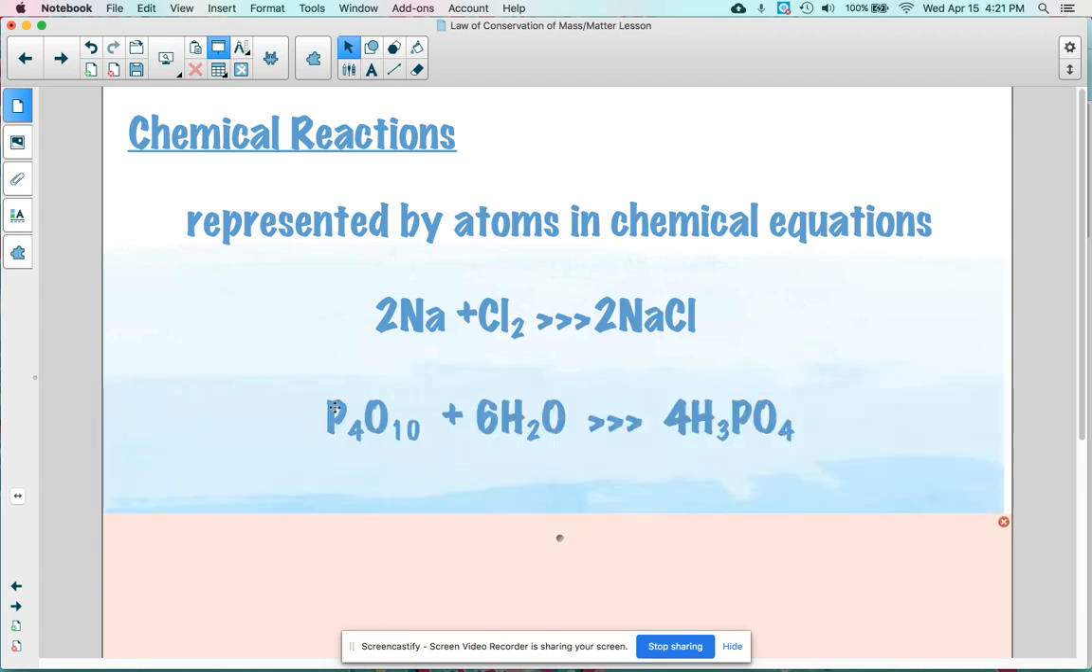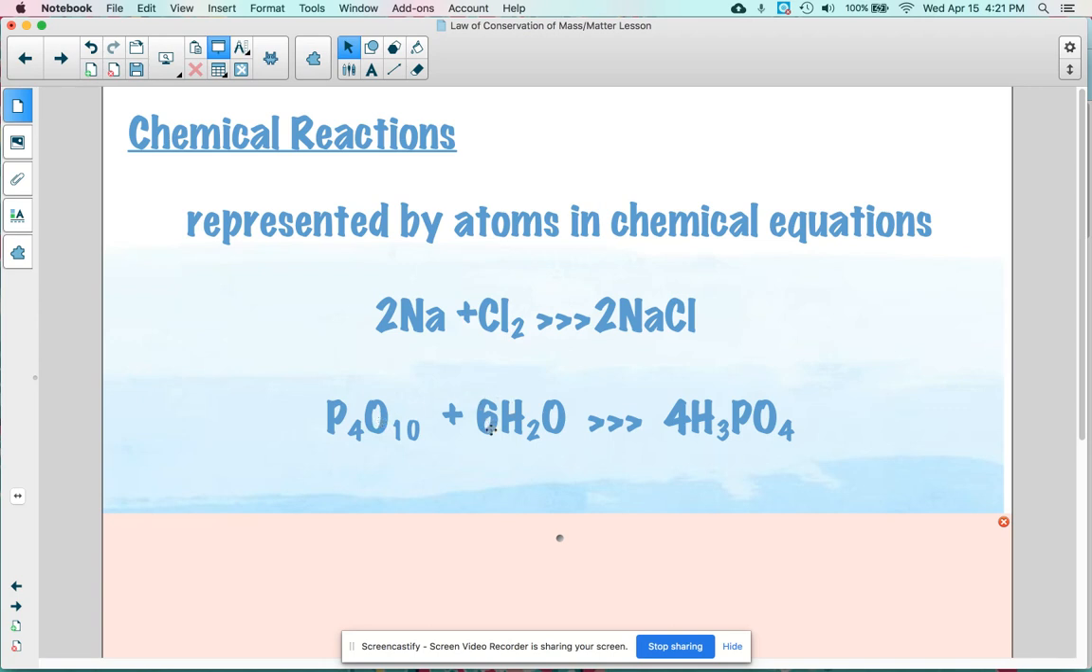Same thing here. We have P4O10 plus 6H2O yields 4H3PO4. Now, the little number, that's called the subscript. The little number tells you how many atoms of that element there are. So for example, there are 4 phosphorus atoms here. There are 10 oxygen atoms here.